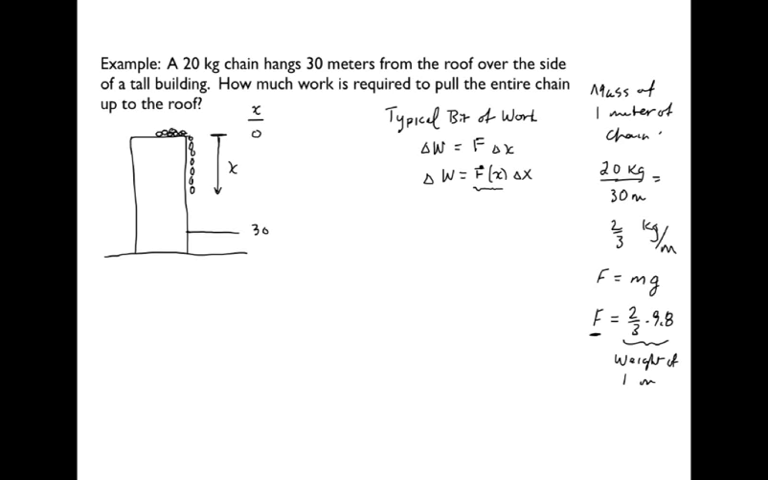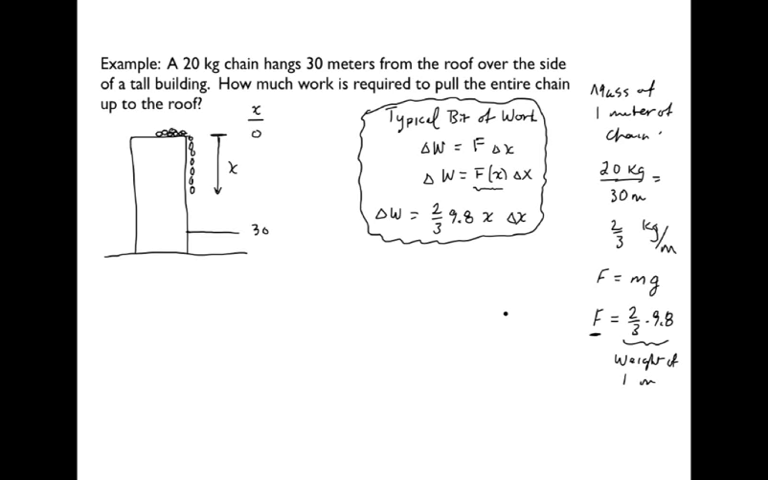So then this is the weight of x meters, which is what? If 1 meter weighs 2/3 times 9.8, then x meters weighs 2/3 times 9.8 times x. We have x of those meters. The weight of 1 meter times x will give us the weight of x meters. There's our little bit of work. Okay, did you follow that? Did that make sense?